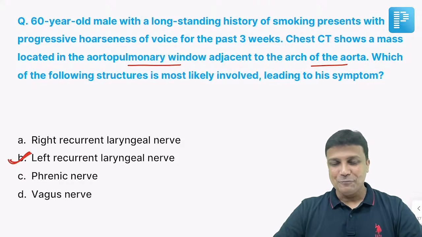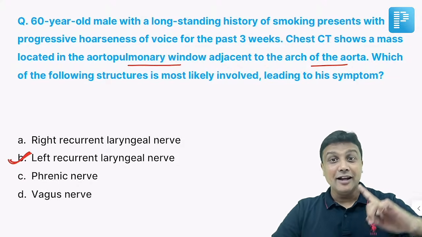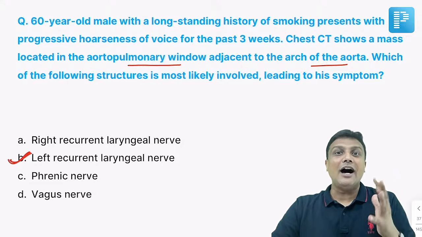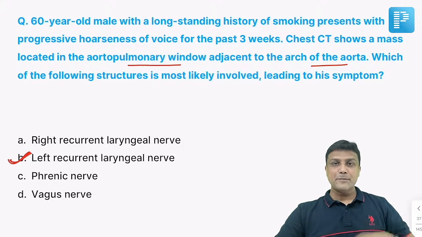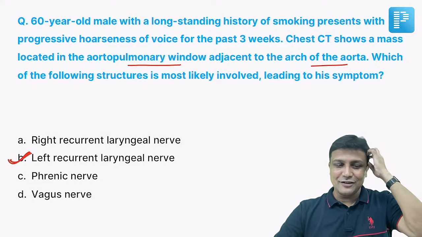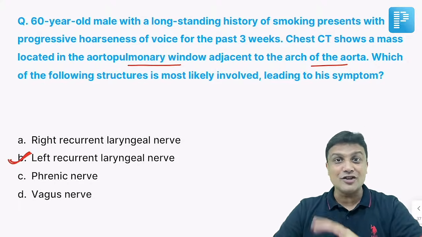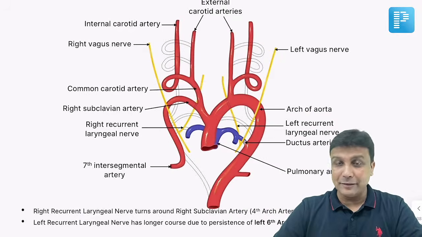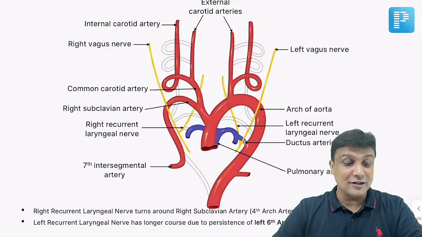So my question here is: the left recurrent laryngeal nerve is longer. It is because of which arch artery? The left recurrent laryngeal nerve is longer because of which arch artery? I hope you have seen this diagram many a time. Development of the arterial system.